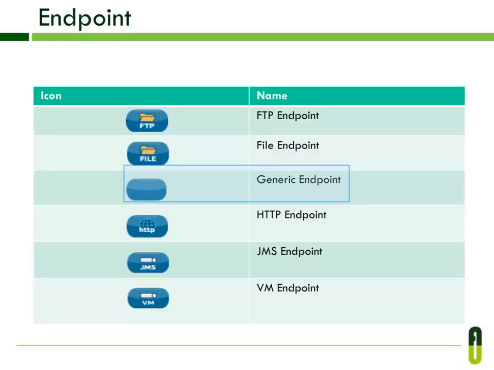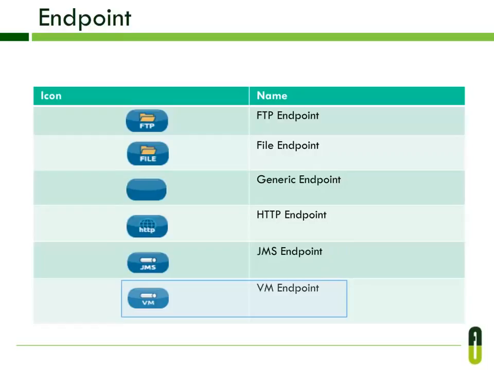Generic endpoint. This endpoint is used to dynamically configure an endpoint using Mule expressions and specifying paths. HTTP endpoint. This endpoint is used to process HTTP requests or responses. JMS endpoint. This endpoint is used to send or receive messages from a JMS queue.